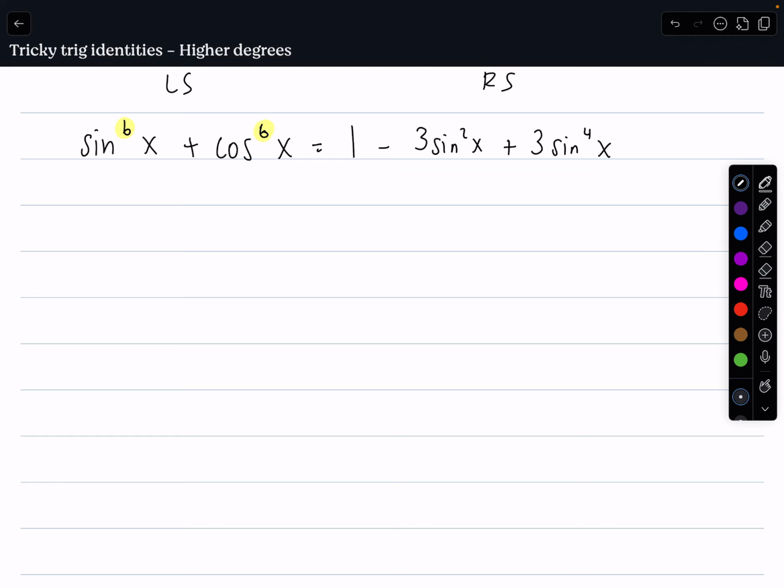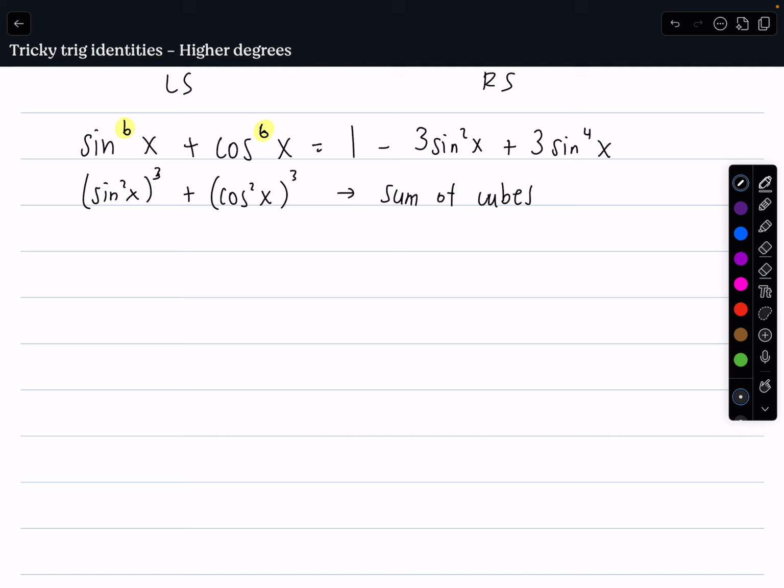The first thing you want to do is this manipulation. Instead of saying sine to the 6th of x, you're going to say this is the same thing as sine squared x to the power of 3. And you're going to do the same to cos as well. The reason I made this manipulation is because I want this to resemble a sum of cubes. Okay? I want it to resemble a sum of cubes.